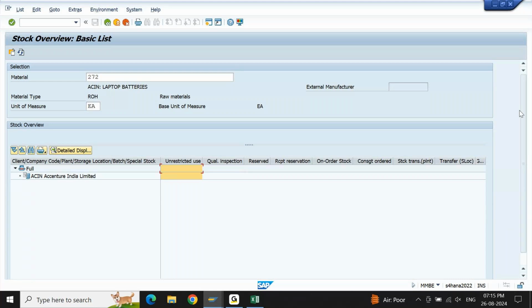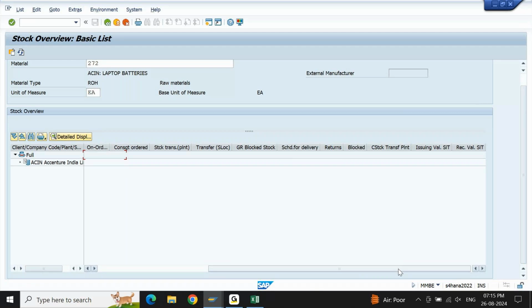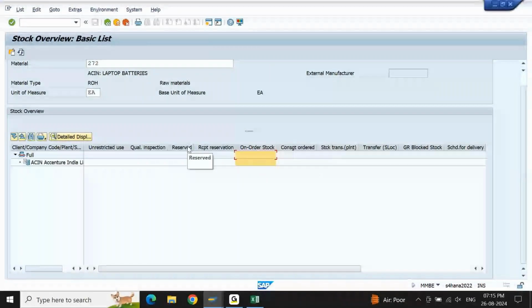Okay, if I scroll down, drag this here, and you see there are so many statuses: unrestricted use, stock in transit, transfer. Now here, initially your material will be on order stock, a status where it is already reserved for your production. In short, it is already blocked.